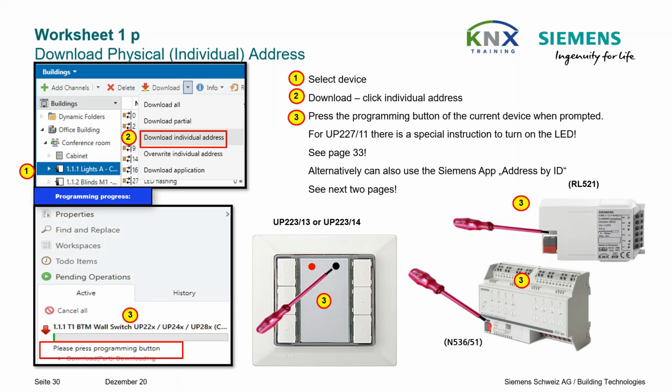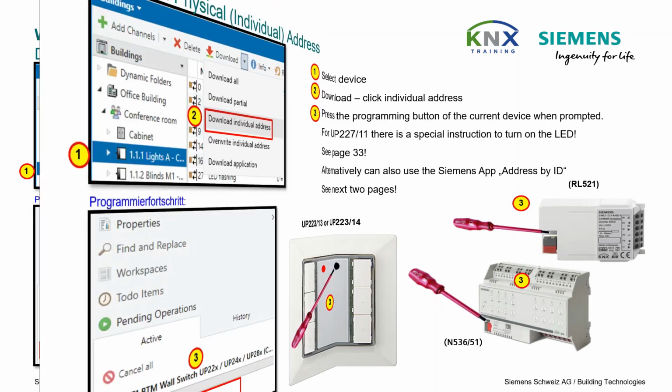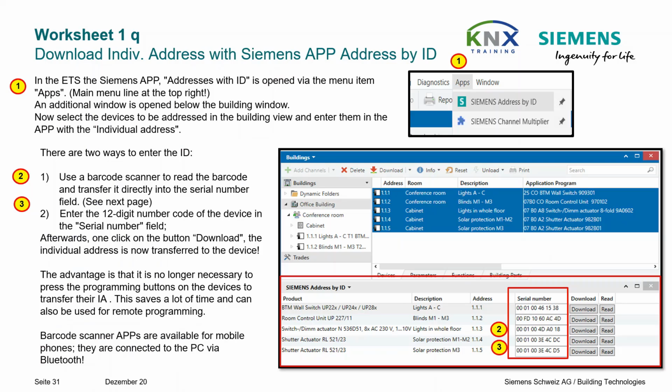Download individual address. After you have made sure that there are no more devices in the training kit that could conflict with the configured individual addresses in your project, you can now load the individual addresses from your project into the devices. To do this, use the classic method where possible, that is, select the device, menu item, download individual address, and press the programming button. For online training, this method can't be used, so further methods are described on the following pages. Download individual address with Siemens app Address by ID.